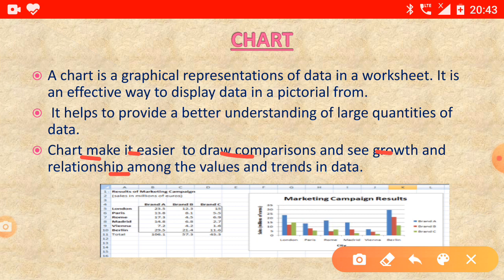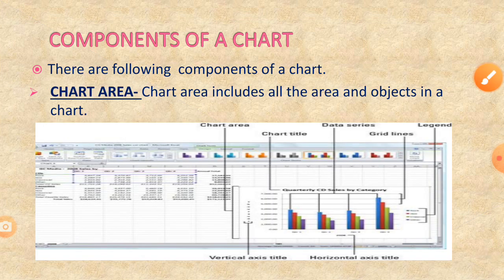If we want to see the growth, then we also create a chart. And if we want to show a relationship among the values, any type of relationship, then we create a chart. It makes comparison easy, because there is a lot of data and every month we have to compare how much growth has come up. For that, chart is the best way. If we have to see the growth, chart is also the best way. And next, if we want to show a relationship among the values, chart also helps us to do it. Now come to the next point.